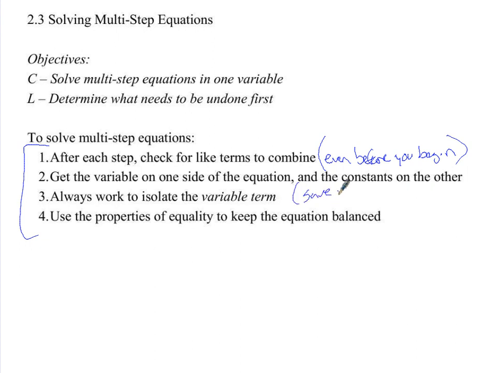Okay, so I'm going to put that again here. Save the division till last. Too many times people try to divide the number in front of the variable immediately, and that just leads to mistakes. Use the properties of equality to keep the equation balanced. That's just an obvious no-brainer. That's how we're going to get the variable on one side and all the other stuff on the other. We have to use the properties of equality. So those are the 4 steps you're going to be following. Not necessarily in that order every single time, but that's the idea.